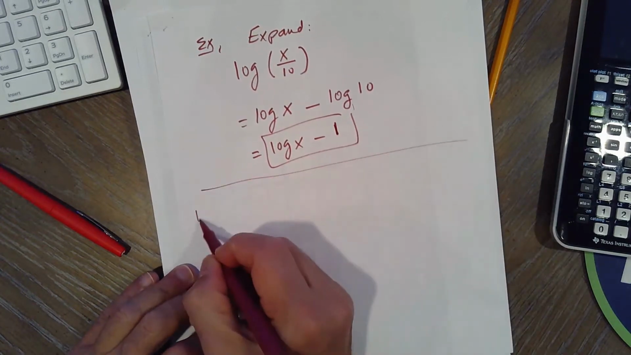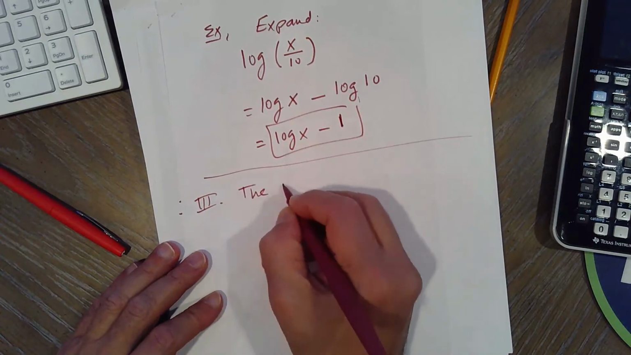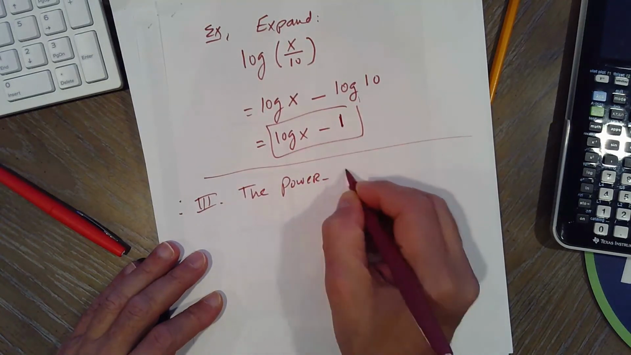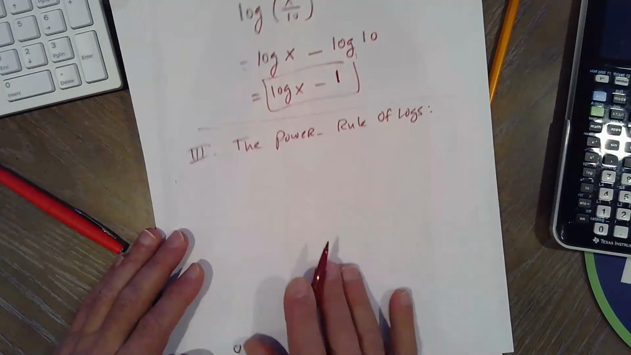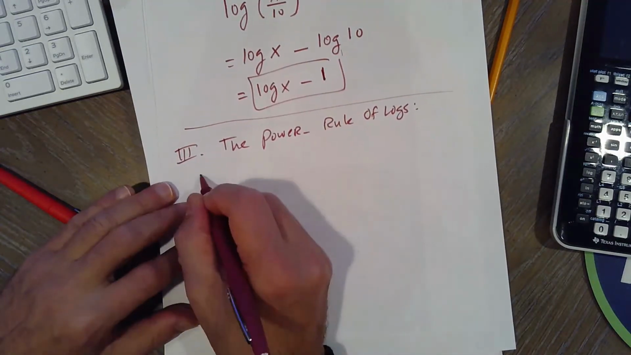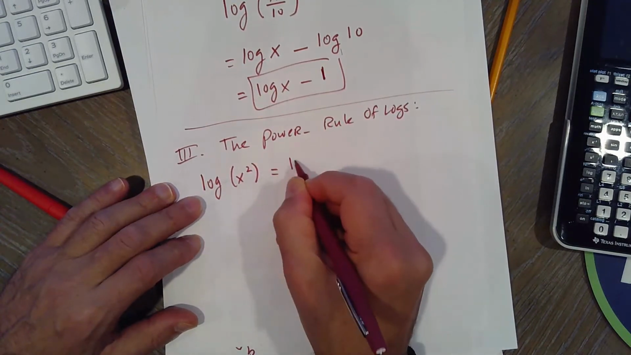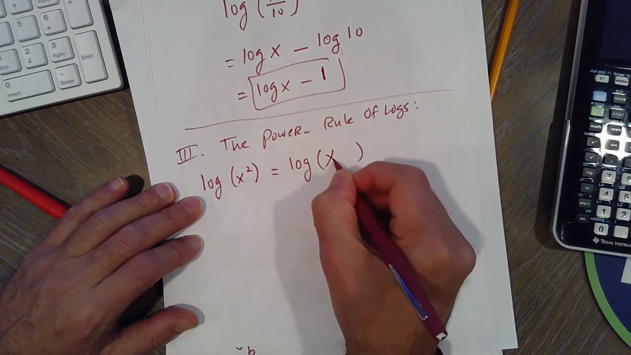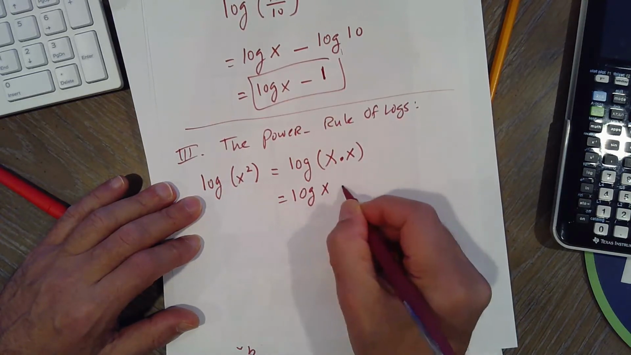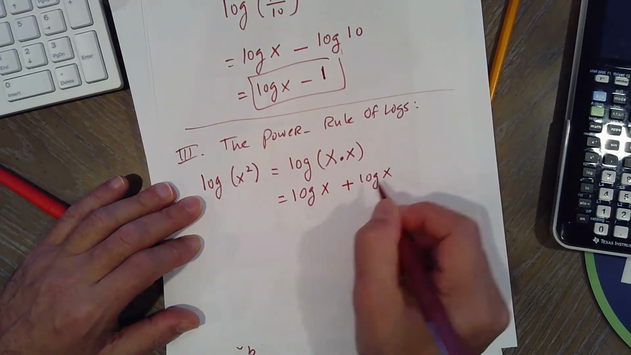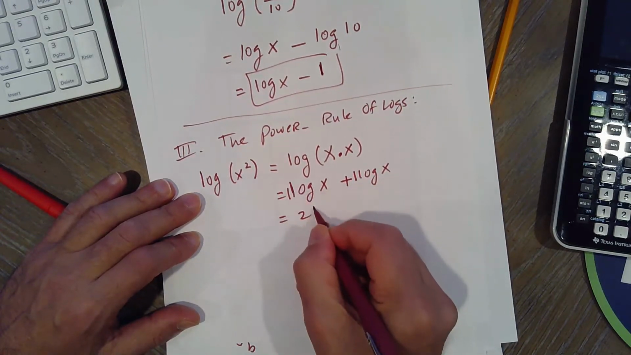Alright, finally, so we've done the product and the quotient. Now the power rule of logs. Say I have log of x squared. We can use the product rule because x squared is x times x, which would be log of x plus log of x. 1 log x plus 1 log x is 2 log x.